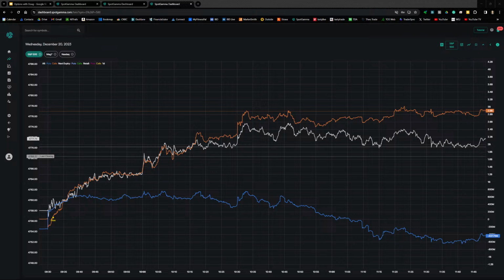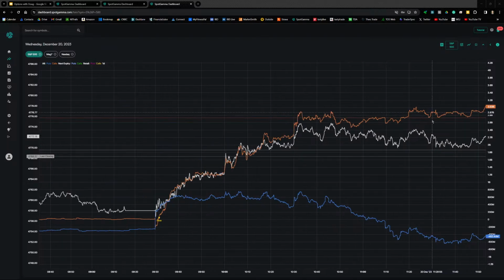Separating out puts and calls gives us more clarity about what traders have been doing today, and this makes it pretty clear that traders were buying calls. That was driving price up till about 10:30. They take their foot off the gas and price consolidates.